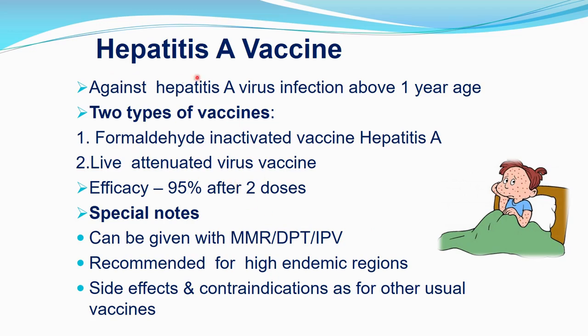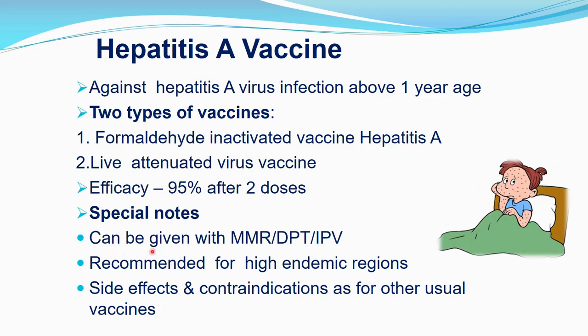Next vaccine is the hepatitis A vaccine. This is against hepatitis A virus infection, and you can give this vaccine to children above 1 year of age. The vaccine is available in two types. Number 1 is the formaldehyde inactivated hepatitis A vaccine. Another is the live attenuated virus vaccine. The efficacy this gives is 95%. It is also good after 2 doses.